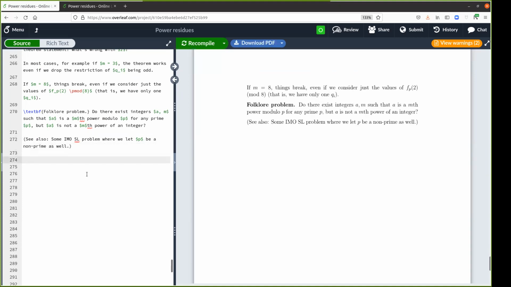There is some IMO shortlist problem where we let p be any positive integer, not only a prime. I don't remember the year, but it's some recent shortlist, something like 2012 or something. But to this question, the answer is yes. We take a equal to 16 and m equal to 8.